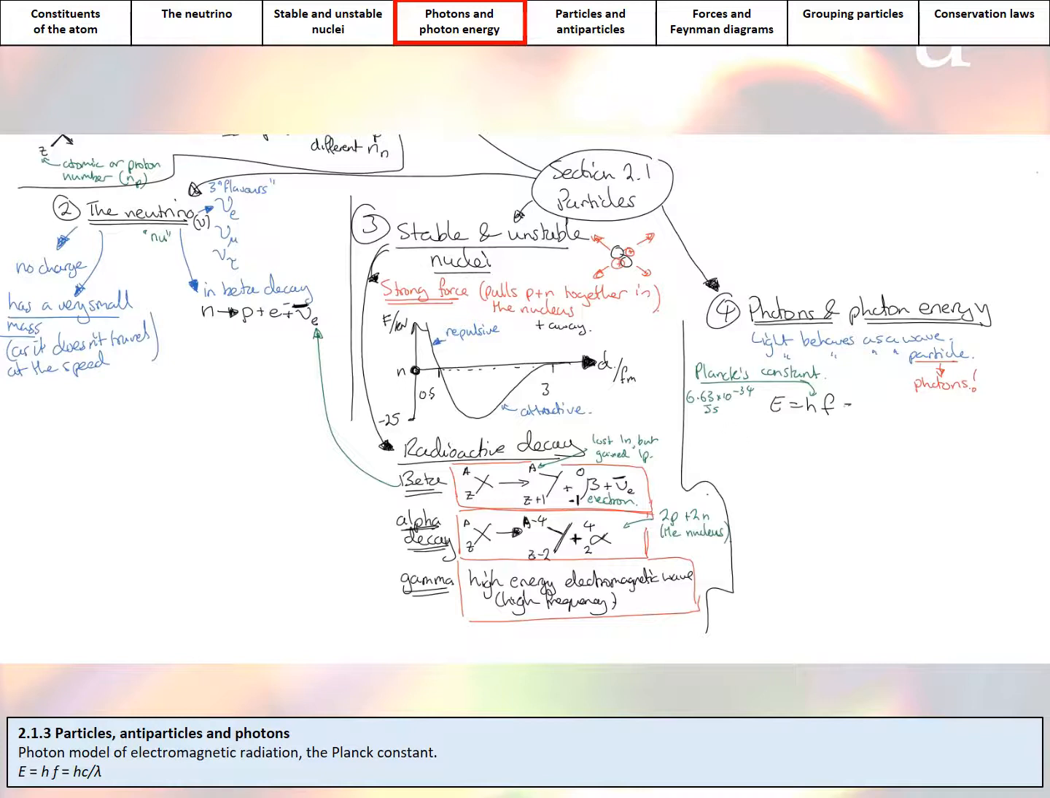Now we can combine this with the formula v equals f lambda, or c equals f lambda, where c is the speed of light. And then if we rearrange that, for f we get c divided by lambda, so we can have a slightly different version of this formula, like that.